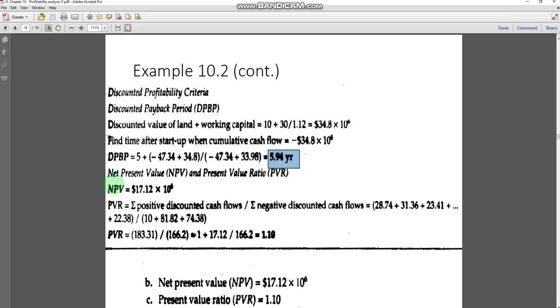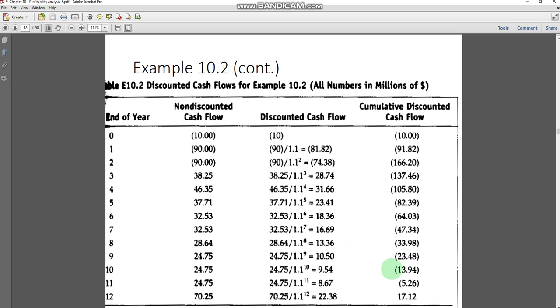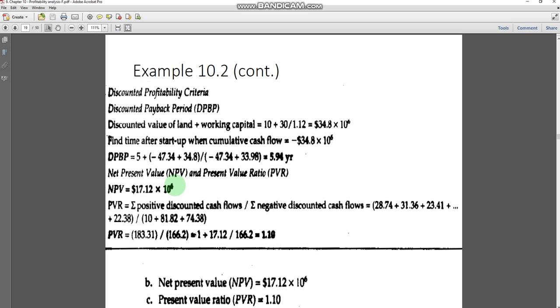Okay, now you have to get the value for the net present value and the present value ratio. For the net present value, you go back to this table, and the value is given at the end of the cumulative discounted cash flow, which represents the net present value for this project. That comes out to be $17.12 million.